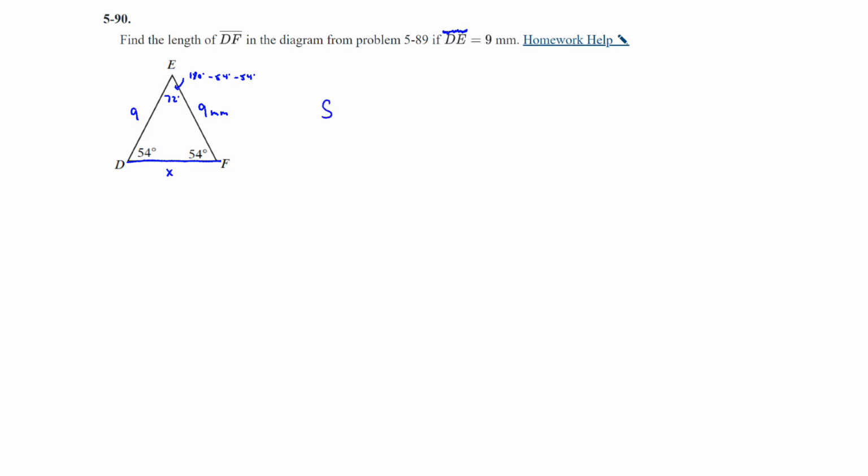So let's use our law of sines. We can say sine of 54 degrees over the side opposite that, which is 9, is equal to sine of 72 degrees, and the side opposite that is the unknown, which we'll just call x. We can solve for x by cross multiplying. This will give us x times sine of 54 degrees is equal to 9 times sine of 72 degrees.